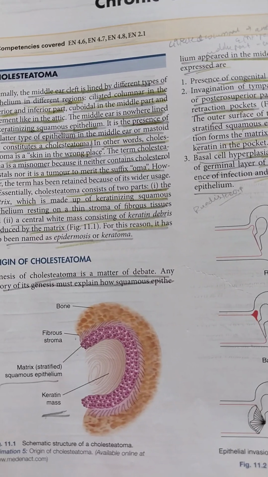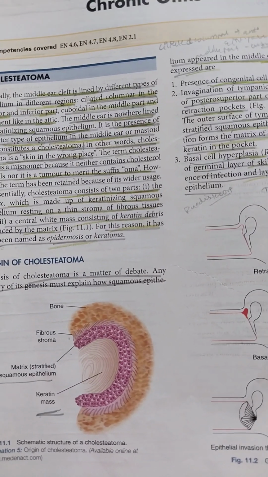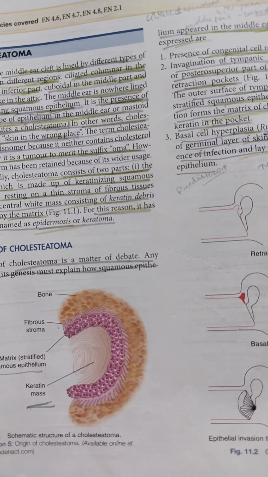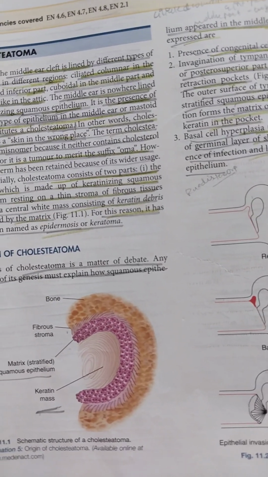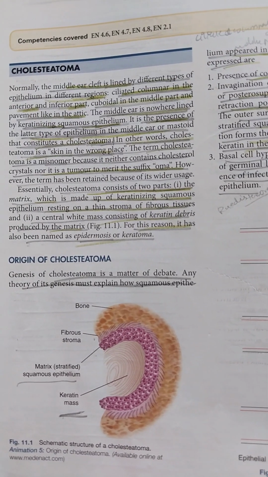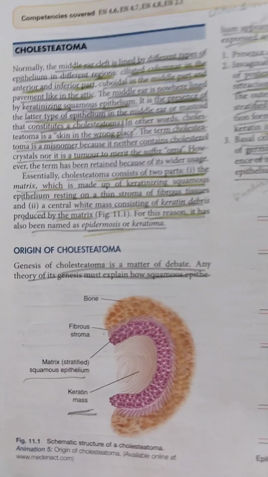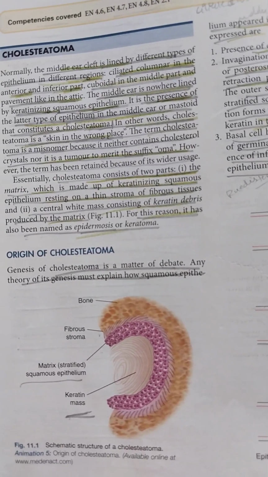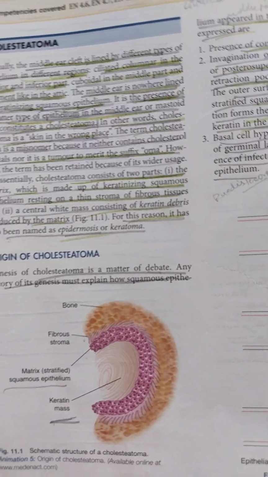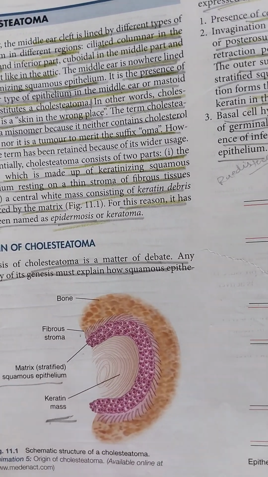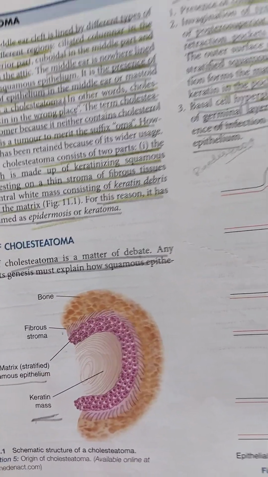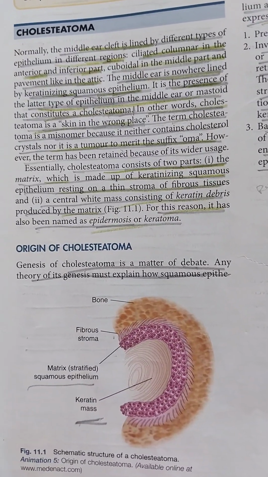Actually, in the middle ear cleft, in the anterior inferior part we have ciliated columnar epithelium, in the middle part we have cuboidal epithelium, and in the attic region we have pavement epithelium, which is squamous epithelium, right? What is cholesteatoma exactly? It is keratinizing squamous epithelium, which means skin in the wrong place.